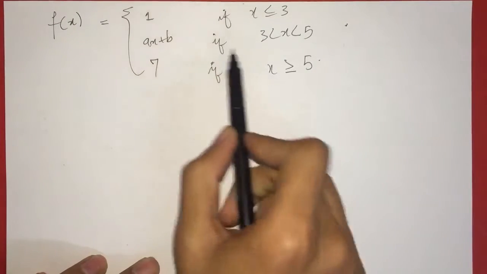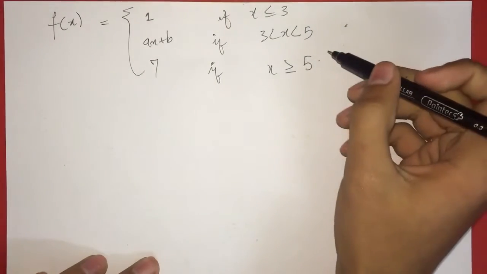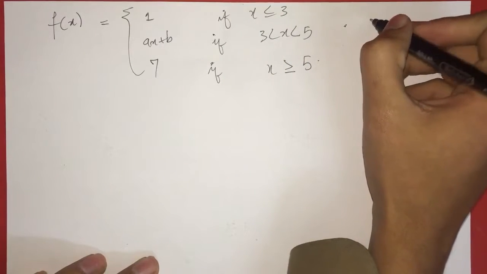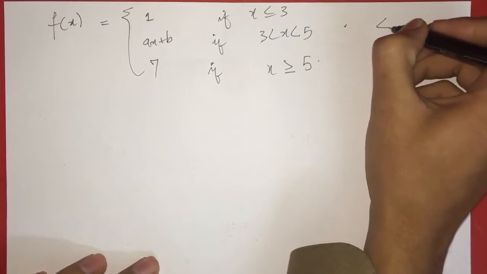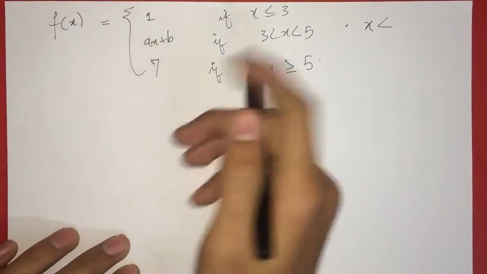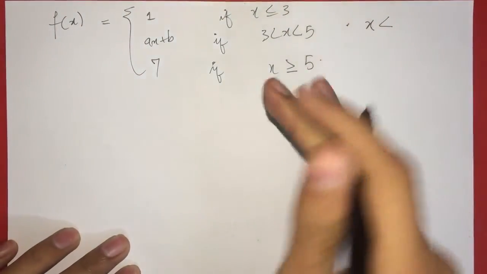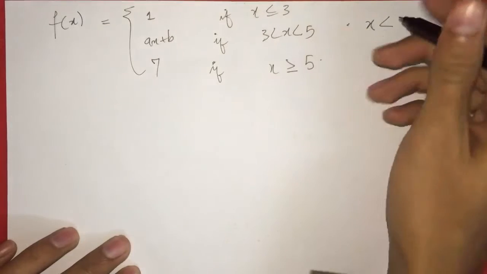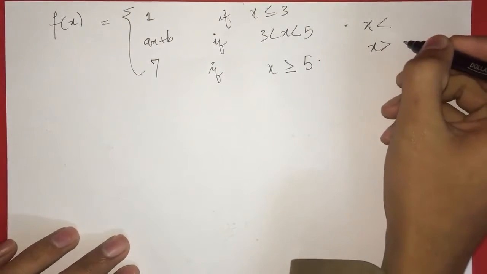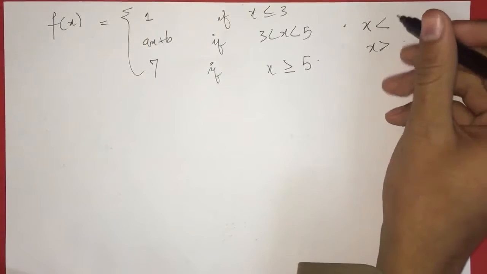with whatever value you get. Also, a thing to remember: if it's a left hand limit, that means it will be less than x. It's coming from the left side, so it's approaching from the left side, so it's going to be less than x. But if it's approaching from the right side, that means the value is greater than x. So these two things you guys need to remember.